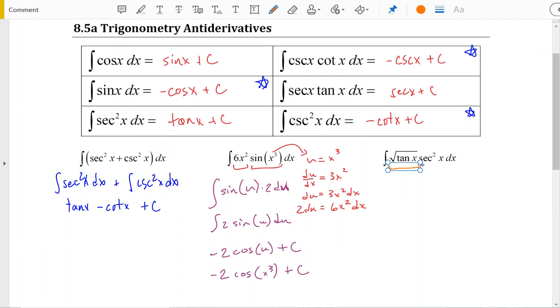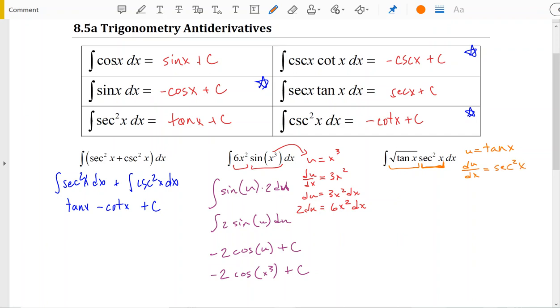Again, we have a product here. And I notice tan x and secant squared x. I know that if I take the derivative of one of those, I get the other one. Or vice versa, the antiderivative of one, I get the other. So we try one of these out. But I recognize that when I take the derivative of tan x, I'm going to get secant squared x.